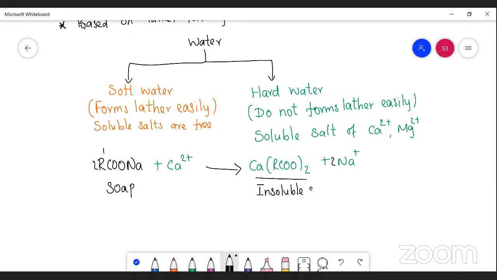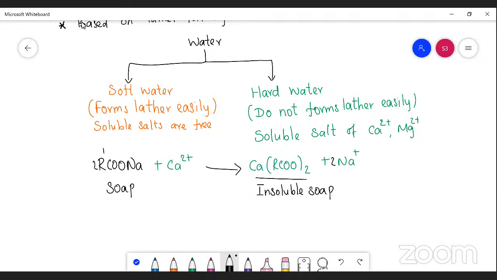Insoluble soap is formed with the calcium or magnesium salts present in hard water, so it cannot form lather. The hard water contains the soluble salts of calcium and magnesium, or sometimes iron. And this calcium and magnesium react with soap, the sodium salt of fatty acid, and insoluble soap is formed. If the soap is insoluble in water, then it cannot form the froth.